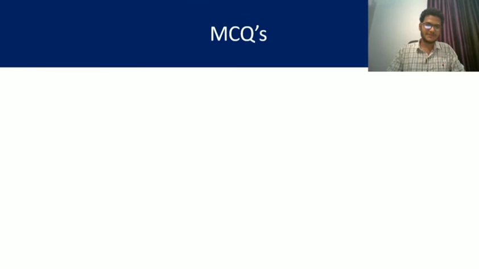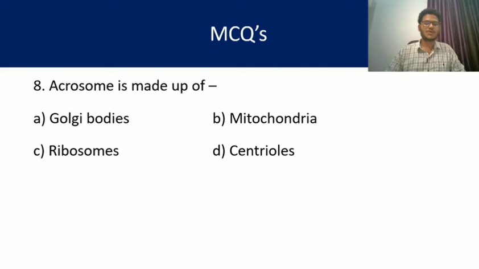Question number 8 for you. Acrosome is made up of. This question is asked many times in boards as well as different competitive examinations. So acrosome, the cap-like structure on the head of the sperm, is made up of the Golgi bodies. So the answer is A.